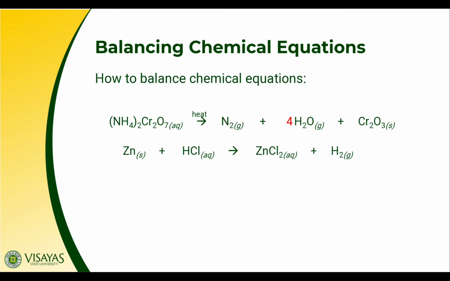Another example. Zinc reacts with hydrochloric acid to form zinc chloride and hydrogen gas. So in the equation, we have the elements zinc, hydrogen, and chlorine. Okay, where do we start?